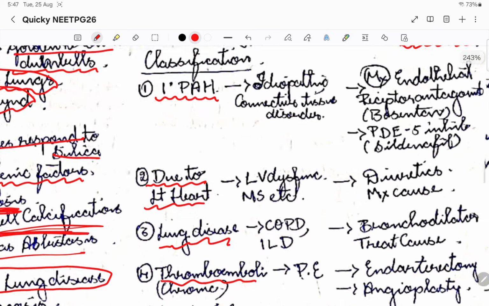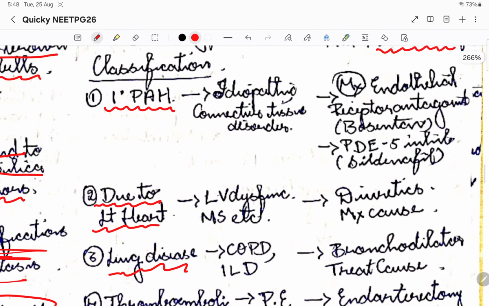Okay, so let us see one by one. Primary is basically idiopathic, or a connective tissue disorder of some kind is there. So it will affect the pulmonary artery itself directly. The pulmonary artery is the issue. Let us take Marfan's or some other connective tissue disorder with respect to the vessels, which is what is causing the insult. So this is primary pulmonary arterial hypertension.